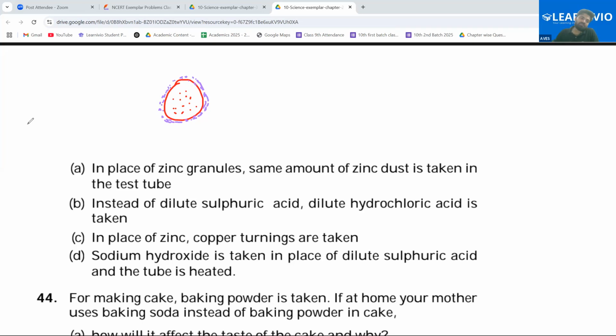But what if you crush it? If you crush it, then the powder particles will come and the surface area will increase, and because of that more and more substance will come in contact with the acid.